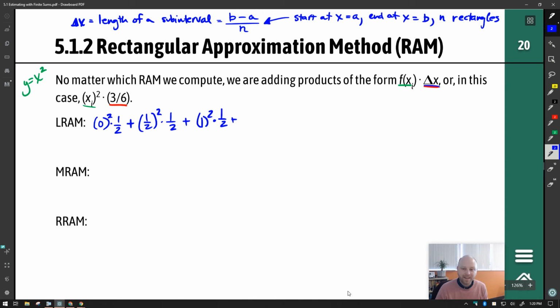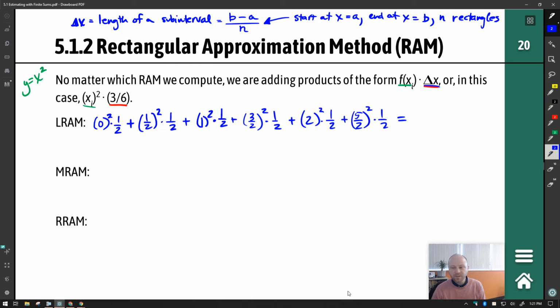And then we're going to add in the next one. After 1, the index was 3/2. So 3/2 squared times 1/2. Plus the next one was 2 squared times 1/2. Plus the next one after 2 was 5/2. Plug it into the function squared. There's your height times the base, 1/2. And there's 1, 2, 3, 4, 5, 6. There's all 6 of the rectangles. And if we add those together, we end up with 6.875.